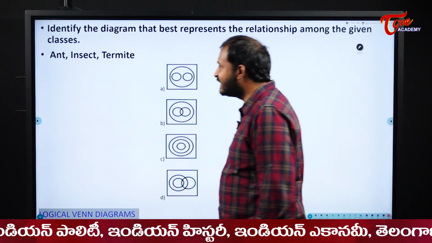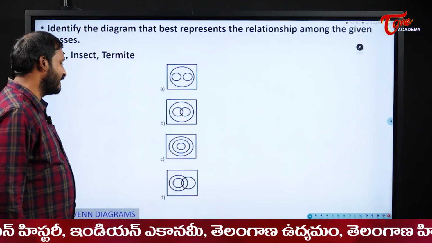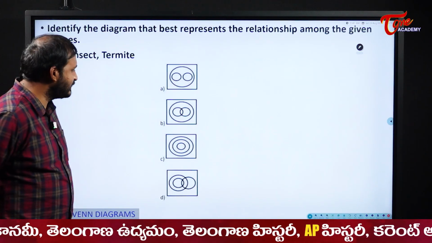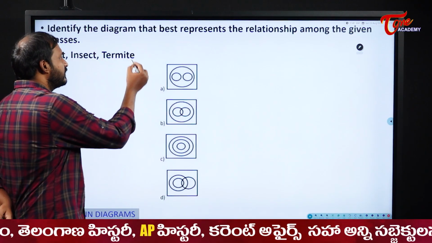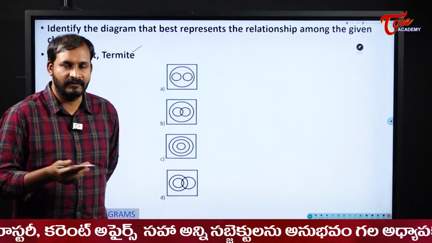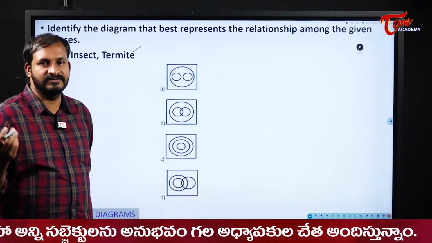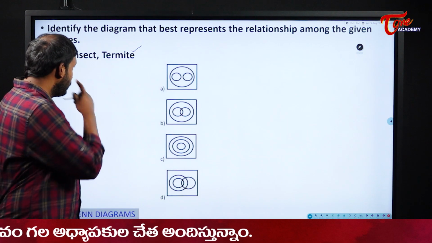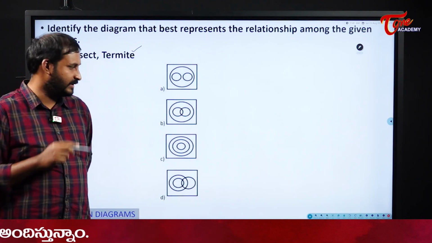Now see the next one: ant, insect, termite. Are ants insects? First and foremost doubt. Termites means what, students? We all know, these are also a subsidiary of an insect only. It is a variety of insect which will eat out the wood and all those things. We call them termites. So, ant is also a type of insect. Yes sir, ant is also a type of insect.